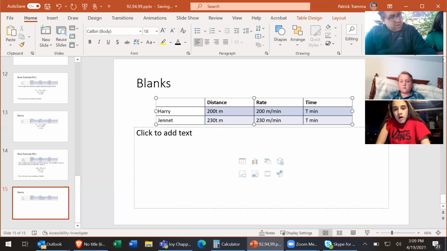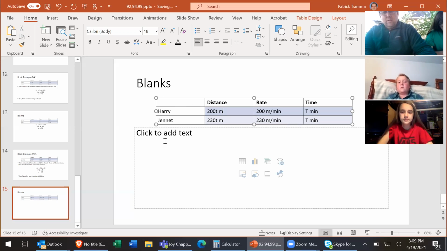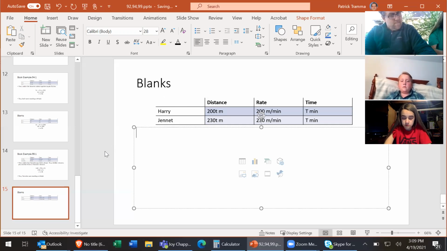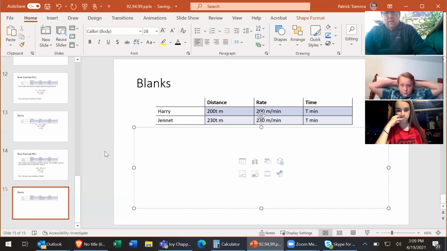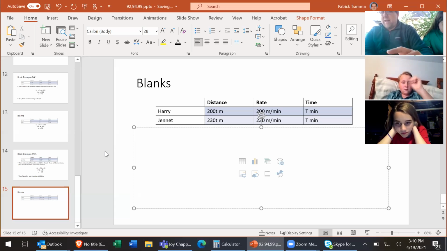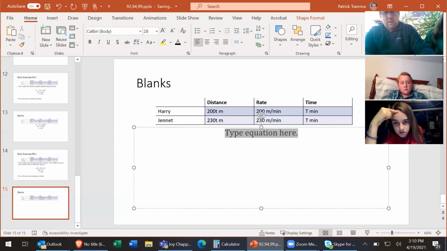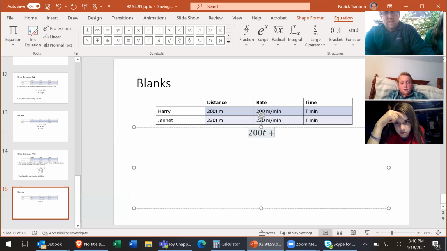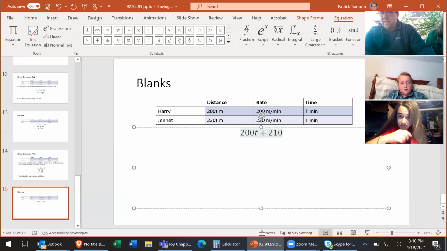Now it's saying that the circular track is 210 meters long. So how long would it be before Janet has run an extra 210 meters? That's when they would go around one extra lap, right? Does that make sense? Yeah. So it'd be 200t plus 210 equals 230t.